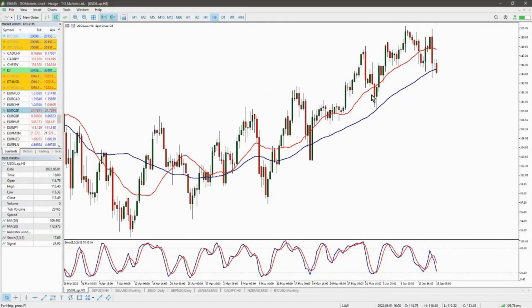So when I'm looking at the market, I try to establish if there is momentum. That's always the key. That's the key question. Is there momentum?